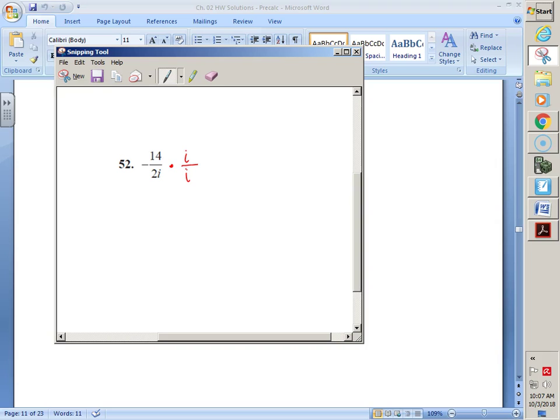So just to show you what I would have done, I would have gone ahead and multiplied by i over i. There's no conjugate thing that I need to worry about. And an i squared becomes, everybody?